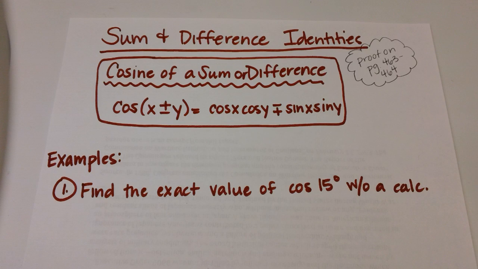Okay, so the first one is going to be the cosine of a sum or difference. And the proof for this identity is going to be on page 463 and 464 if you'd like to look in your book and see how we derive this identity. Basically, it says that the cosine of x plus or minus y is equal to the cosine of x, the cosine of y, minus plus the sine of x, the sine of y.